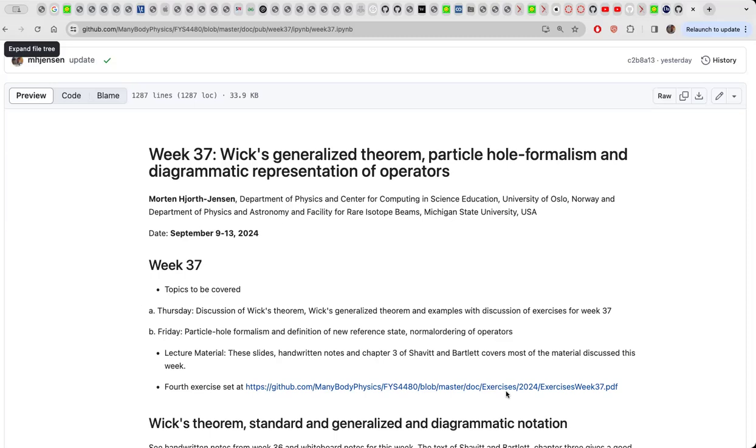Then on Friday, we are going to begin with what's called the particle-hole formalism. So let me go back to the whiteboard.